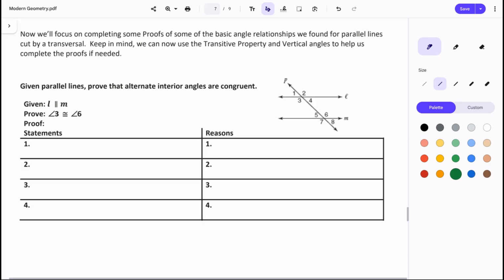So let's start out with what always goes into step 1, guys? Given. So on my statement, I'm going to write the given: line L is parallel to line M.